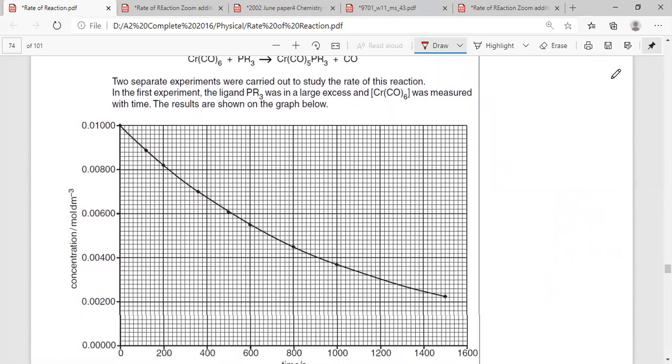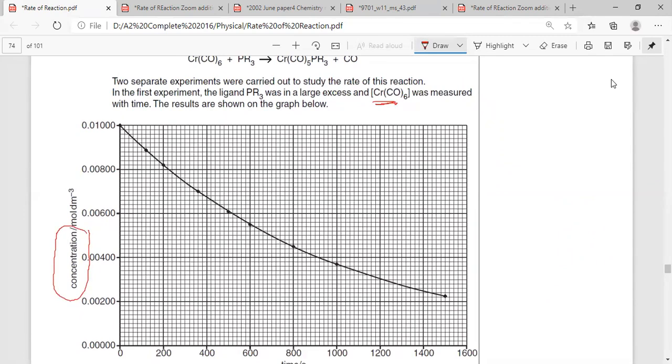2 separate experiments were carried out to study the rate of this reaction. In the first experiment, the ligand was in large excess, and this one was measured. Now here they put concentration, but they didn't say what. So here, the first experiment, you must read carefully. In the first experiment, the ligand was in large excess. What is this? This is your chromium hexacarbonyl, measured with time. Remember, this is the first one, and the result is shown in the graph below.